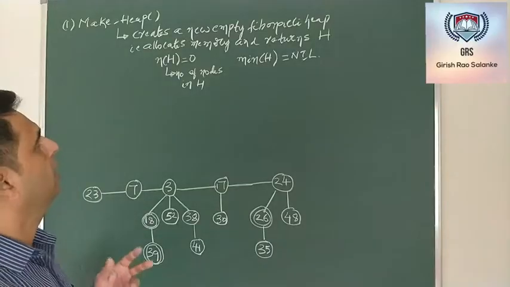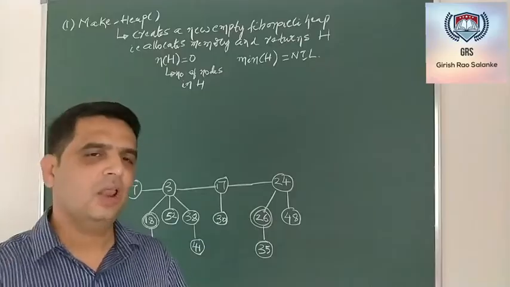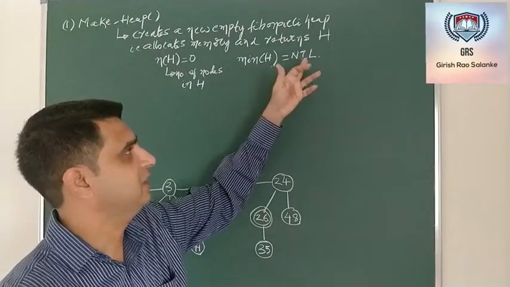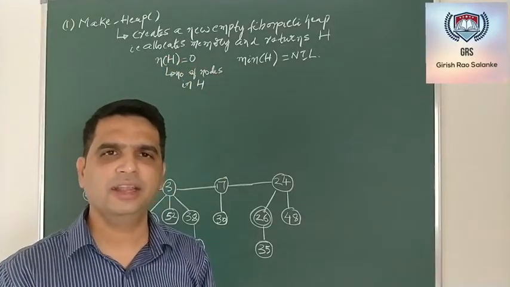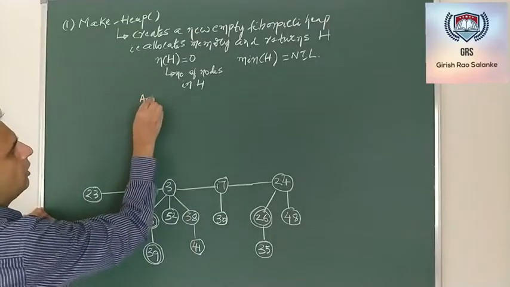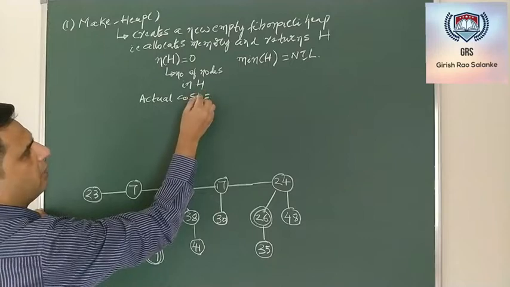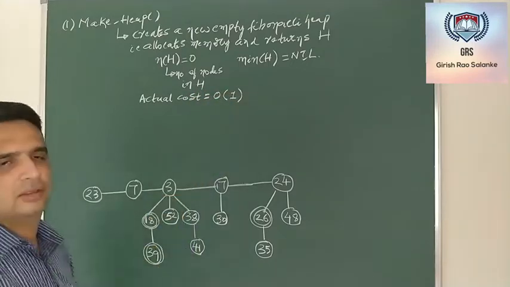Now, coming to the time taken to perform this operation, it is just allocation of memory. Allocation of memory, and min of h is set to nil and n of h is set to 0. How much time does it take? It takes a constant time. So I can say the actual cost is a constant.